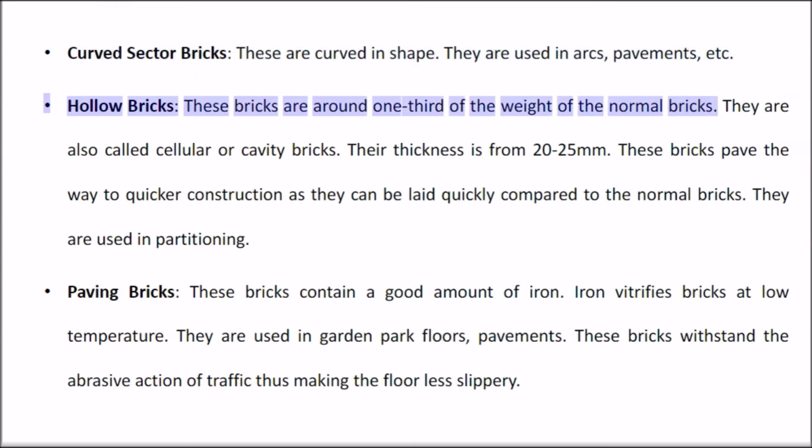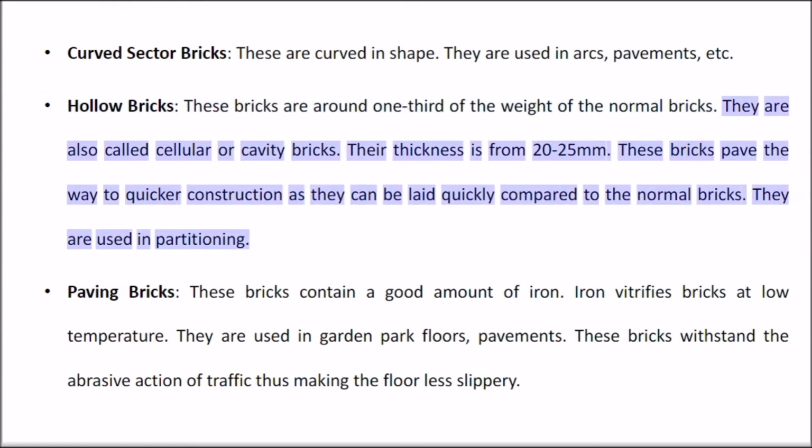Hollow bricks. These bricks are around 1/3 of the weight of the normal bricks. They are also called cellular or cavity bricks. Their thickness is from 20 to 25 mm. These bricks pave the way to quicker construction as they can be laid quickly compared to the normal bricks. They are used in partitioning.